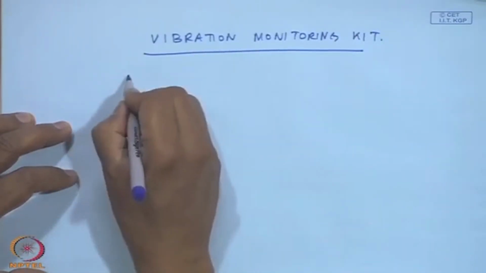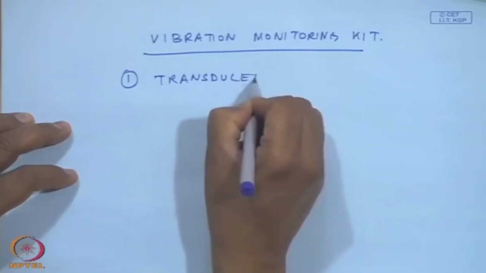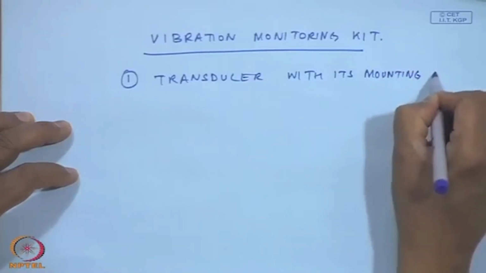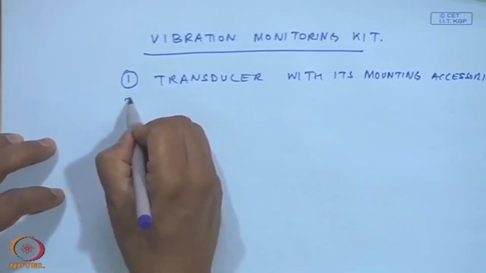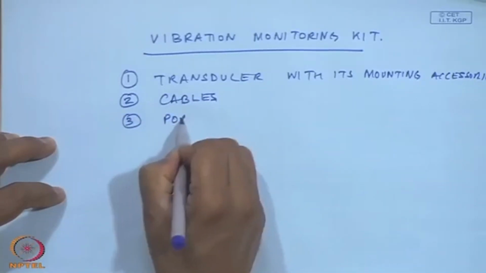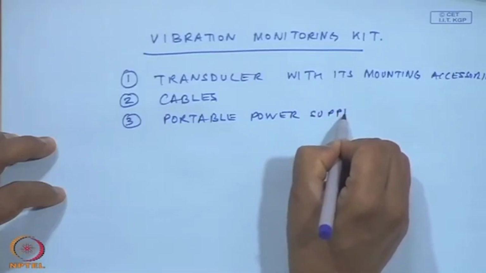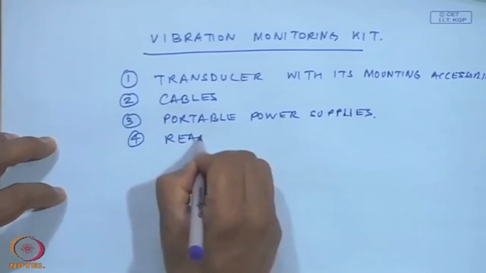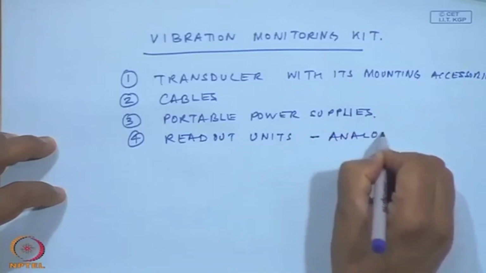In your vibration monitoring kit, we must have the transducer with its mounting accessories like magnets, studs, taps, etc., the cables, the power supplies, portable power supplies, the readout units either analog or digital.